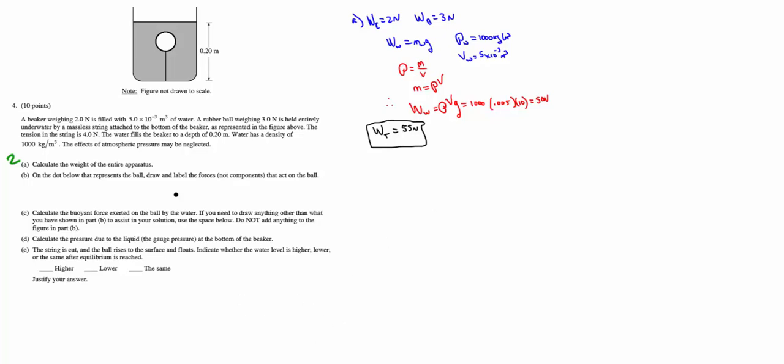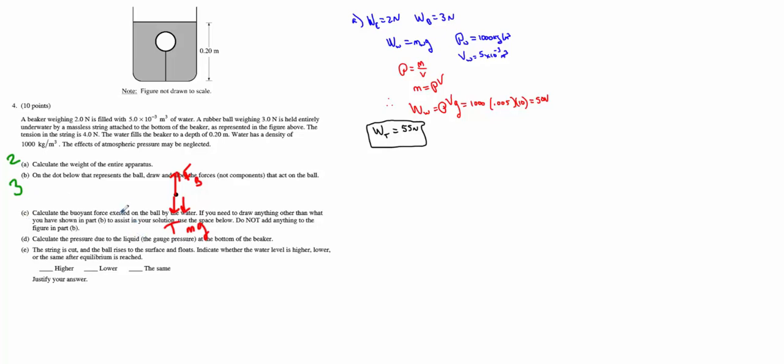Okay, so for B, we want to do a free body diagram. Now the ball is submerged underwater. It's got a rope pulling it down, so we've got tension down. It's got weight down. And it's got a buoyant force up. And we could have written weight as F sub G. And this is worth 3 points. You get 1 for each correctly drawn. You will lose points for anything that's not correct. So be careful. Don't draw anything extra in there.